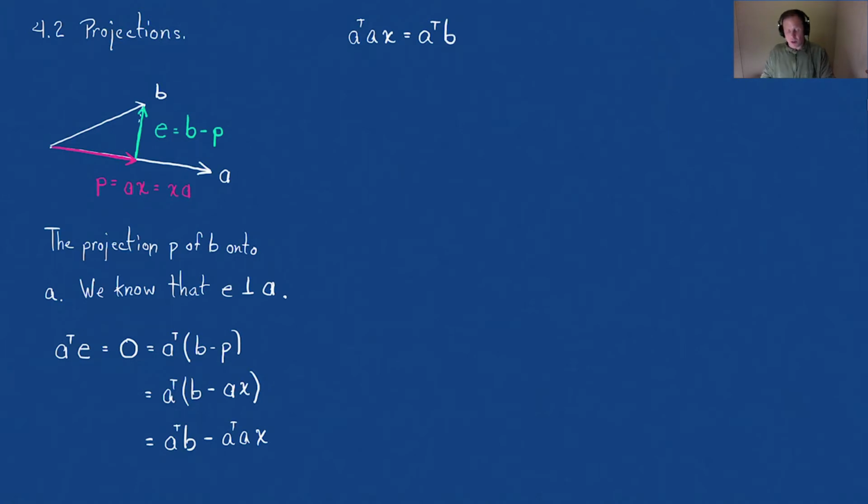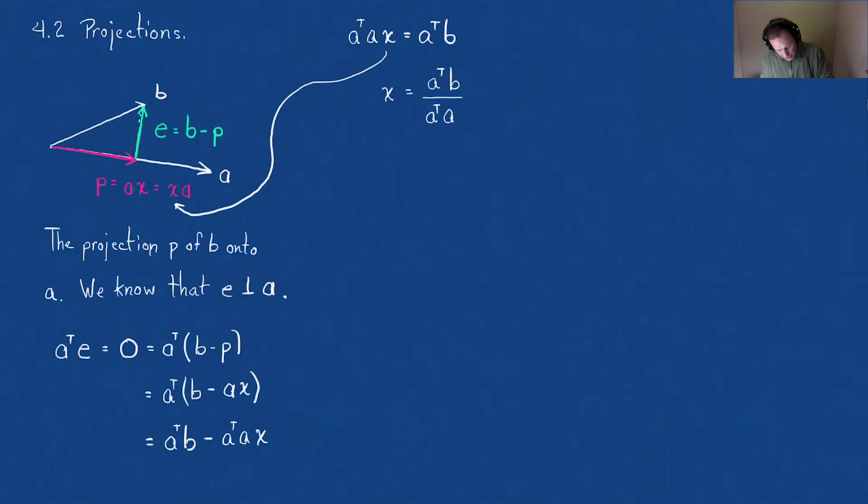Now let's go one more step, because if we know what x is, well then we know P. So let's solve for x. I'm just going to take this crazy step and say x is equal to A transpose B divided by A transpose A. And at that point right there, you should immediately begin to feel a bit uncomfortable. And so let me explain why.